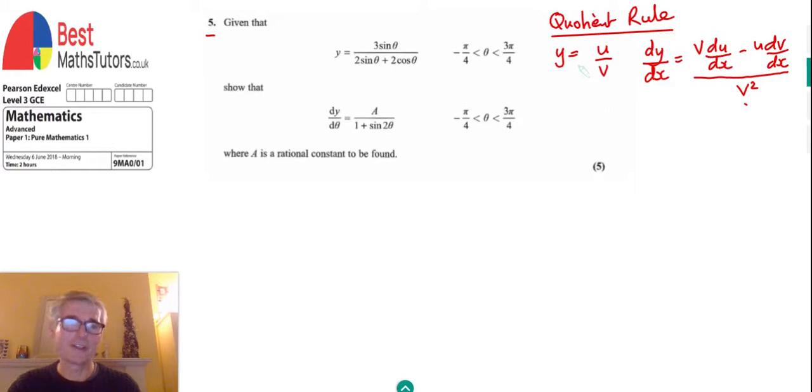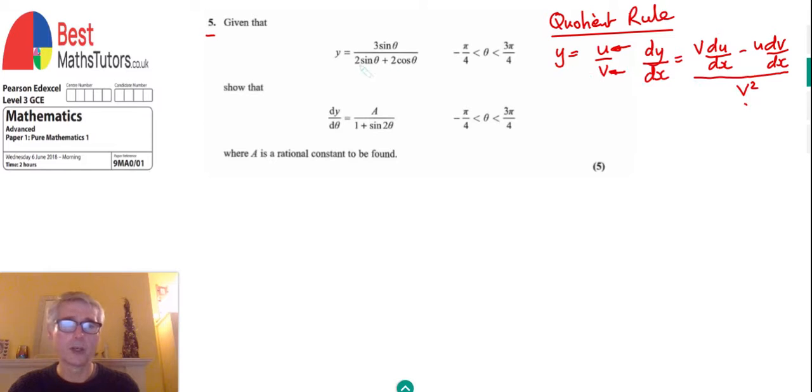So what I've written here is that if y is a function of x, where u is a function of x and v is also a function of x, and they're in the form of a fraction, then if we were to differentiate that to get dy/dx, we've got a formula which says that it will be equal to v times the differential of u, the top one, with respect to x, minus u times the differential of the bottom of the fraction, so dv/dx, and then all divided by v squared.